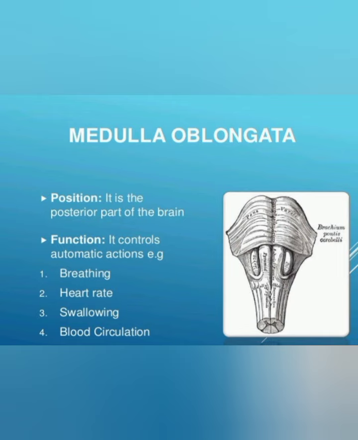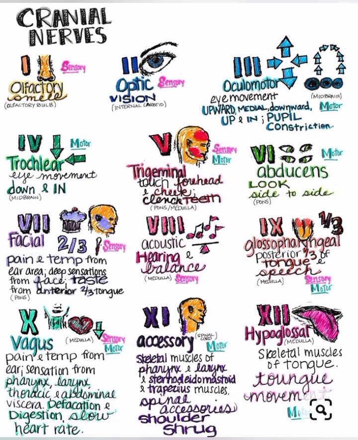Now let us discuss the 12 cranial nerves in a very short way. Already I have made one video on cranial nerves in a very brief way, so go down to the description and I will provide the link. For more details you can watch that video. So now let us know only the names of the different cranial nerves. There are 12 cranial nerves.